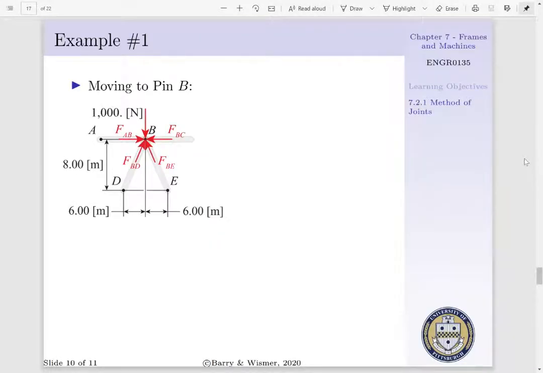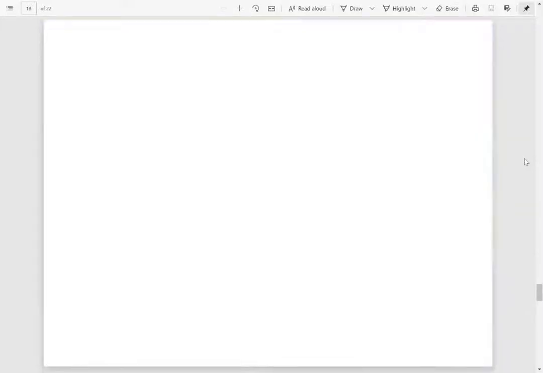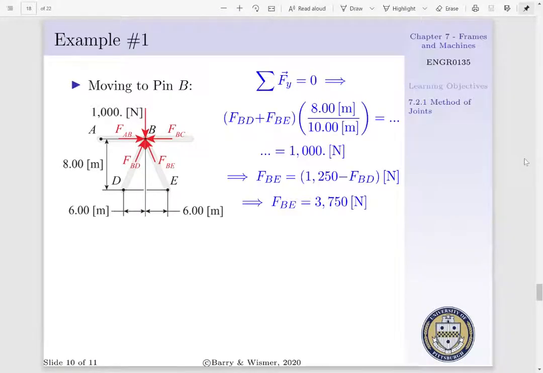Moving to pin B, we recognize that we have FAB, FBD, FBE, and FBC acting on the pin, as well as an applied force of 1,000 newtons. We'll start by taking the summation of forces in the y direction. We'd have FBD plus FBE times sine of theta, and this is equal to 1,000 newtons. Sine of theta is equal to 0.800. Thus, FBE is equal to 1,250 minus FBD, in units of newtons, or FBE is equal to 3,750 newtons.